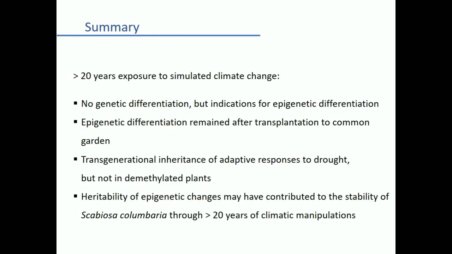So if we take this all together, we had an experiment with about 20 years, or more than 20 years, of exposure to different climate change treatments. We did not find any genetic differentiation, but we did find some indications for epigenetic differentiation. This epigenetic differentiation remained after transplantation to the common garden. And we observed some strong transgenerational inheritance of adaptive responses to drought, but these were not found in demethylated plants. So altogether, we think that for this plant species, Scabiosa columbaria, the epigenetic variation has indeed helped the plant species to adapt to these climate change treatments.